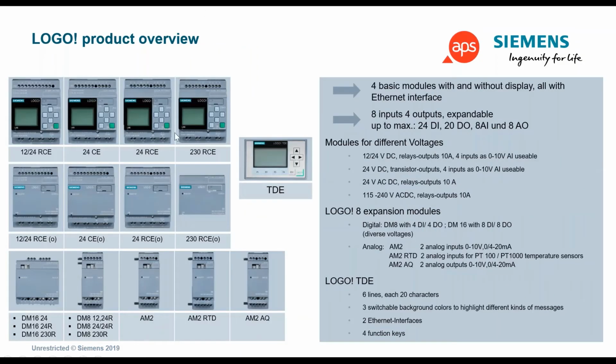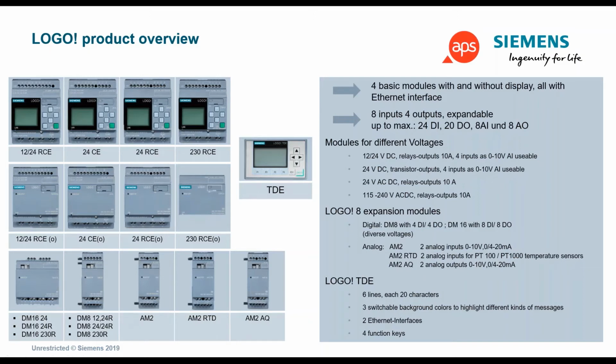A very graphical overview of the product range. If we have a look at the top here, we've got what we call 12/24 volt devices, and then also 230 volt AC. In addition to that, we have a base unit which doesn't have a display. We also have the ability to have a LOGO Power supply, and then the expansion modules: the DM8 is 4 digital in, 4 digital out. The DM16 is 8 digital in, 8 digital out.